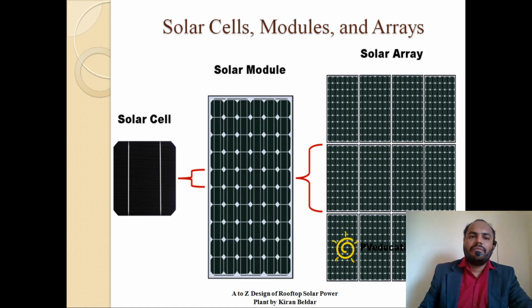Now we will see the main difference between solar cell, solar modules and solar array. Basically, a solar cell is a building block of a solar module. By combining a number of solar cells, we produce a solar module. When we connect a number of solar modules in series or parallel connection, that becomes the solar array. Whenever a power plant is built, a combination of a number of modules in series or parallel connection is called an array.